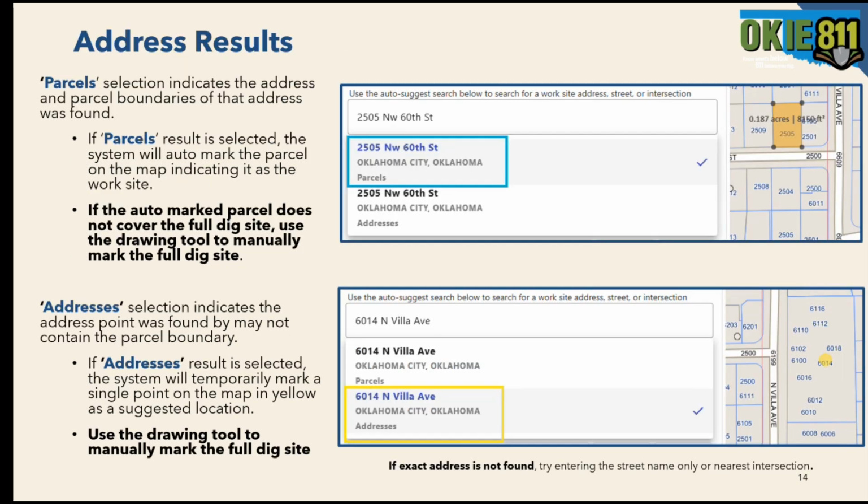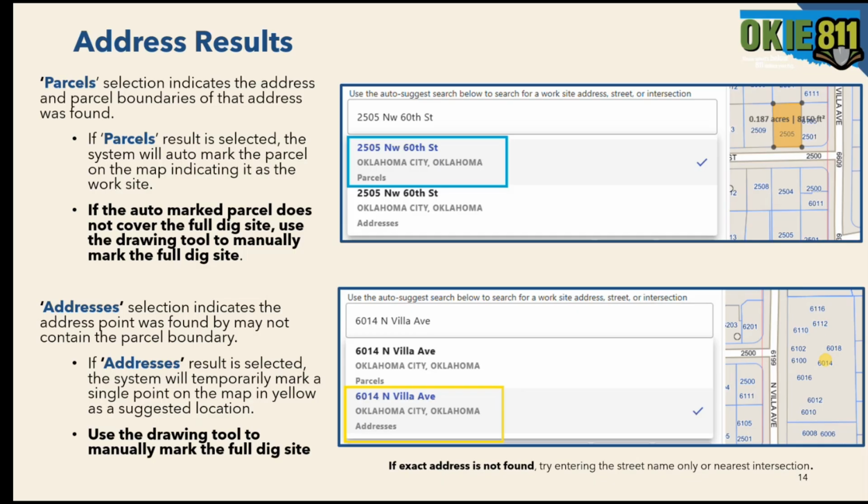When using that auto suggest search feature to search for addresses, there are two general selections that are found. The first one is the parcel selection, and it indicates that the address and the parcel boundaries of that address were found. That's the one you probably need. If you do select the parcels result, what the system does is take a few extra steps to help you through the process and make sure that you get the ticket marked.